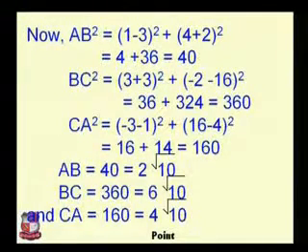Now we find CA square. Again putting these values, we get (minus 3 minus 1) whole square plus (16 minus 4) whole square. Minus 3 minus 1 is minus 4, whole square we get 16, and 16 minus 4 we get 12, whole square 144. So 16 plus 144 we get 160.